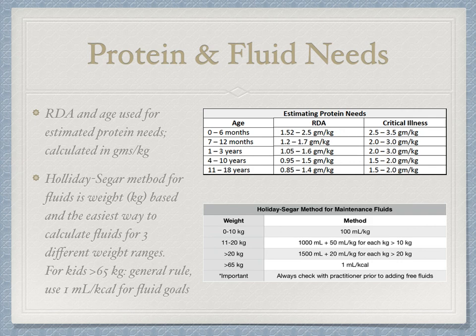Once the kid reaches greater than 65 kilograms, and that's definitely adult size, it's okay to use the 1 mil per kcal as a general rule. This can be adjusted if need be based on treatment or actual needs. One thing to always remember is to check with your practitioner prior to adding any free fluids, and that basically applies to tube feedings.